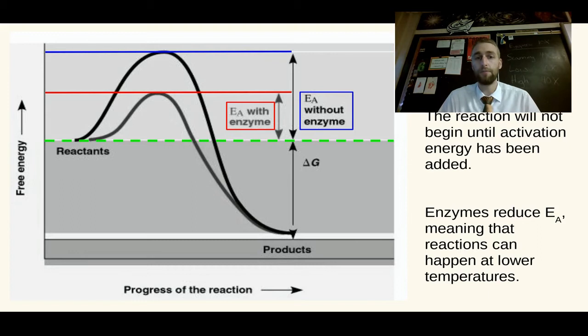What enzymes do is they lower that activation energy, which means you need less energy or less temperature to get them started. That's a really big deal because living things are typically pretty sensitive to the temperatures they can endure. Without enzymes, cells wouldn't be able to carry out the reactions they need at the temperatures they can survive.